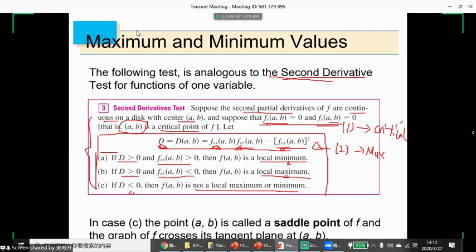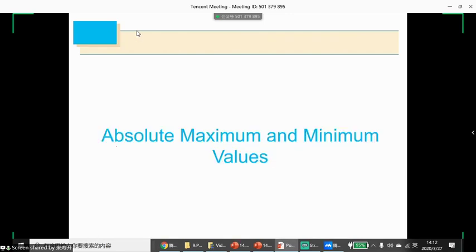Yes. Okay, sir. Two steps. The first step: set the first partial derivatives equal to 0 to get the critical points. And the second step, use this formula to know if it's the maximum or the minimum. Okay. Yeah, absolute maximum or minimum.